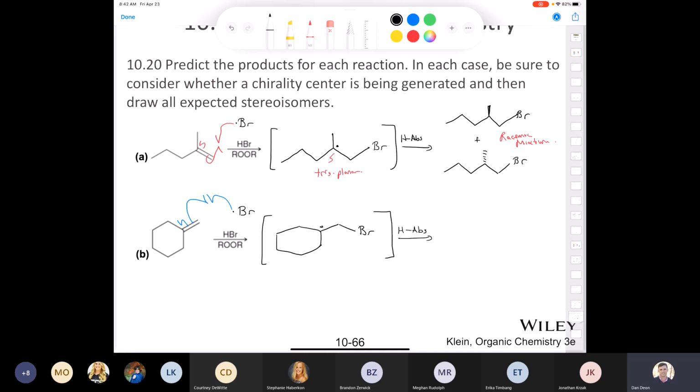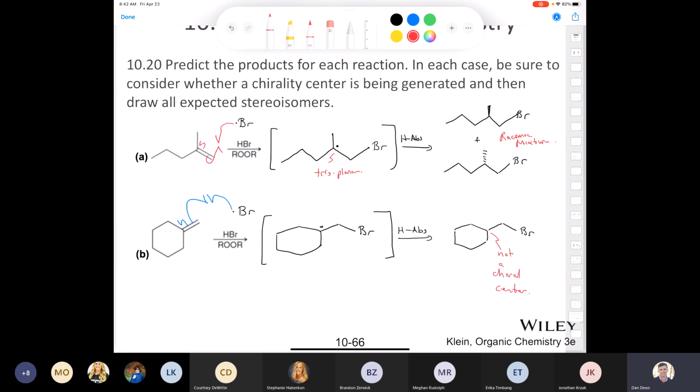We're going to end up with no chiral center, right? We end up doing the hydrogen abstraction, and we end up with this compound, right? And this is not a chiral center. So we end up with just one molecule like that. Thanks, Josh. Great. All right.